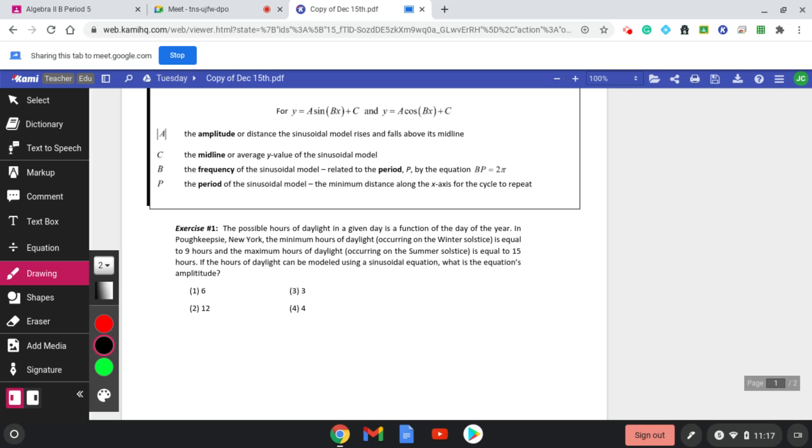You always have to love these word problems, right? They tell you this whole huge story. All I care about is the numbers in it, right? We're in Poughkeepsie, New York. I don't know if anybody ever been down there. If you need to know, the minimum number of hours of daylight during the winter is 9. Maximum is 15. What's the amplitude? That's it. Again, amplitude is my A value. So much practice in this, right? That's all this is asking for. What's the A value?